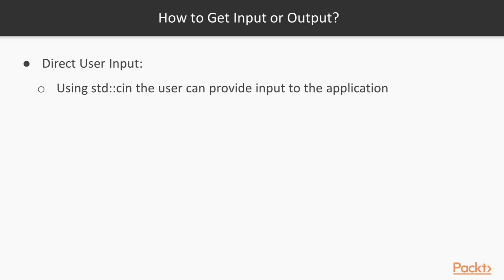Output itself is just output. You can output to the screen, as we've seen in our previous examples. We can output to a file, or even output to another different source that's available. Direct user input, as I mentioned, uses the standard cin. This is where the user can provide input to the application. So when this is called in the program, we're essentially waiting for the user to give some sort of input and assign their input to a variable.